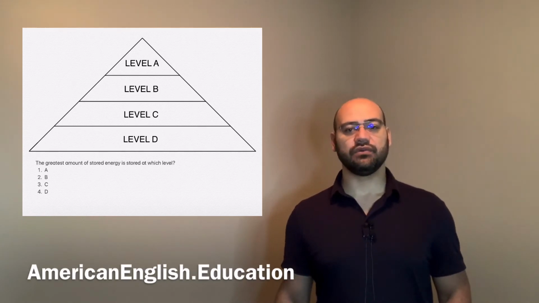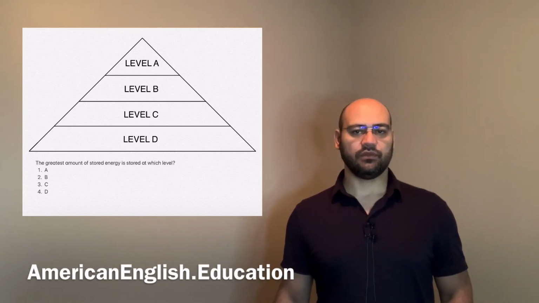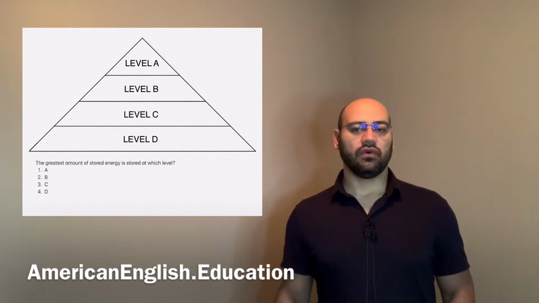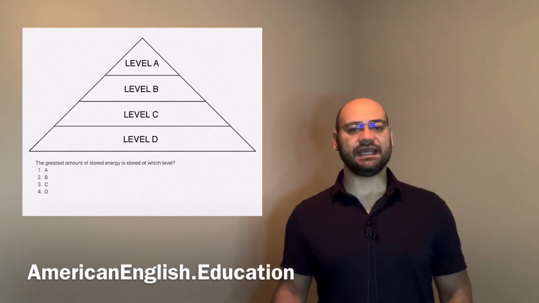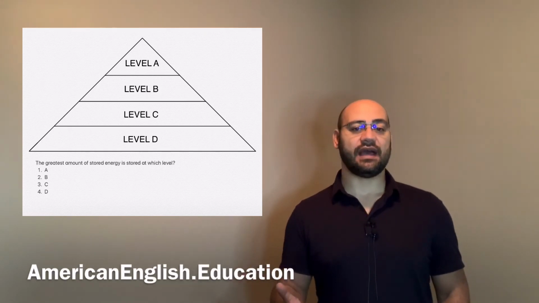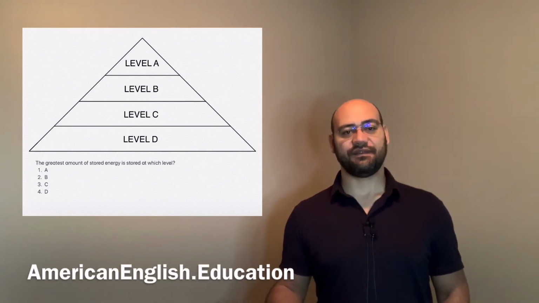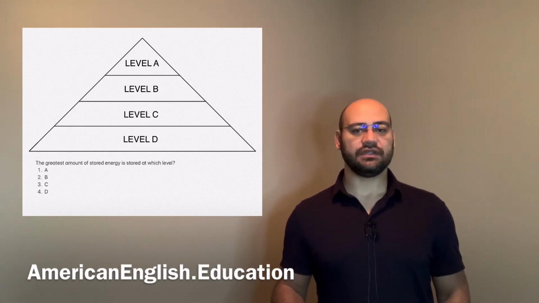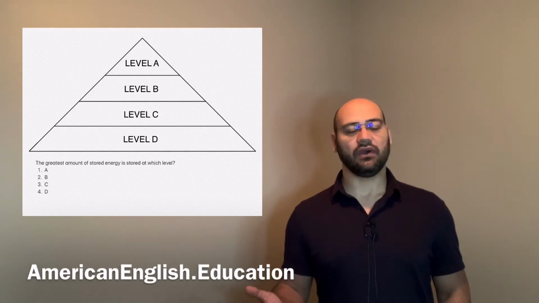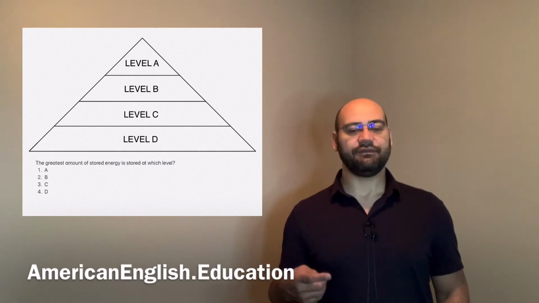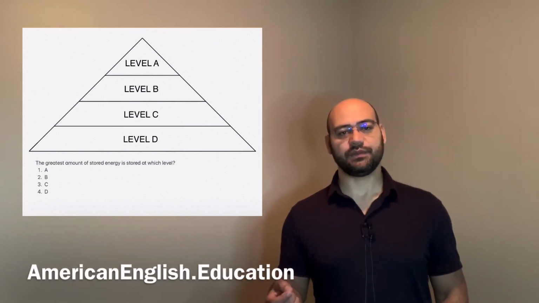Now, in order to solve this problem, we have to understand that a pyramid represents dependence. So, for example, for level C to be able to exist as level C, it has to have level D, which is the foundation of the pyramid. It's obvious that without the foundation, there would be no level C, level B, or level A. So level D seems to be the fundamental piece in this pyramid.